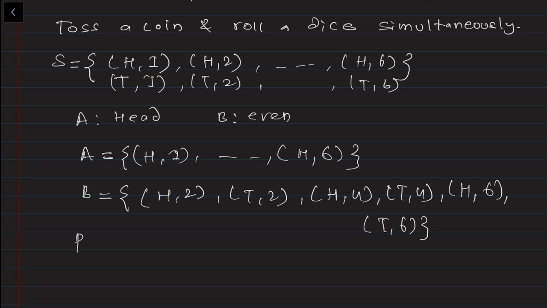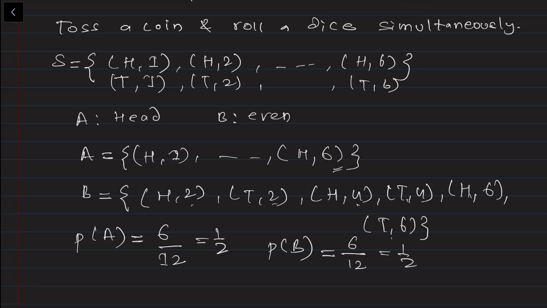Now what is the probability of event A? So what are the favorable outcomes? There are 6 favorable outcomes. You can count. There are 6. And what is the sample space? 12. So this is half. Now probability of B, again we have 6, 1, 2, 3, 4, 5, 6, and sample space is 12. This is half.